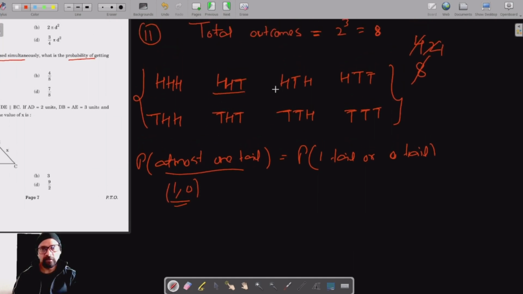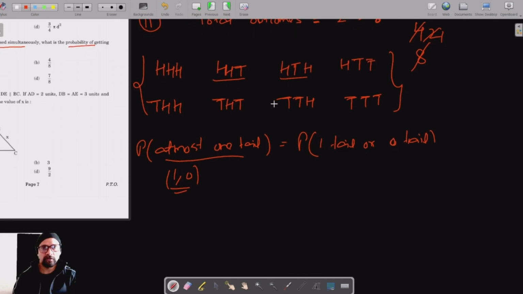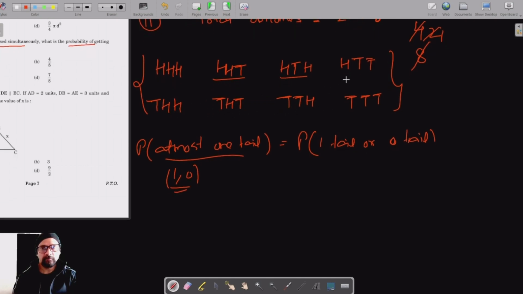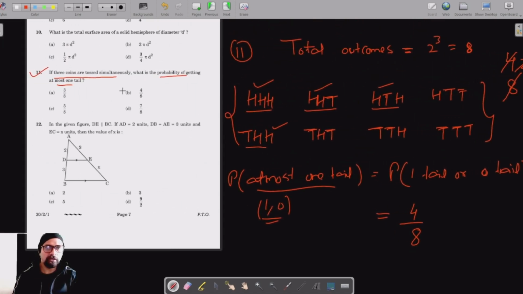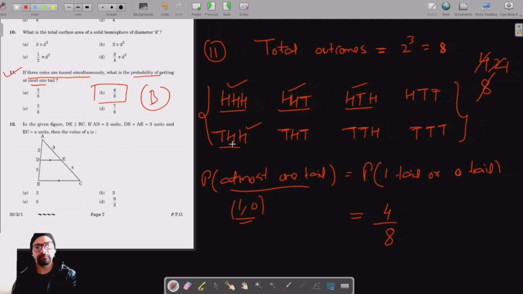So we have one tail here, one tail in this, and one tail. So there is no tail here. So this is 1, 2, 3, and one tail here. So we have a total of 1, 2, 3, and 4. So this is 4 favorable outcomes out of 8, and 4 by 8 is the option B. So here the correct option is option B. And let's move on to question number 12.